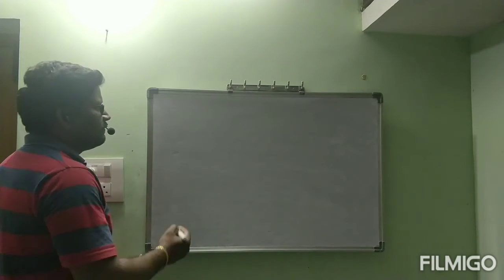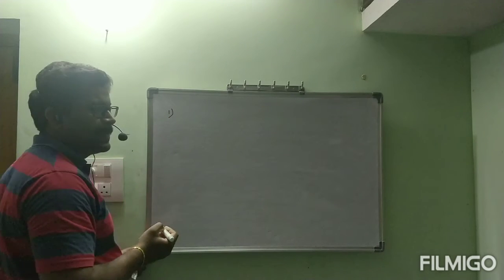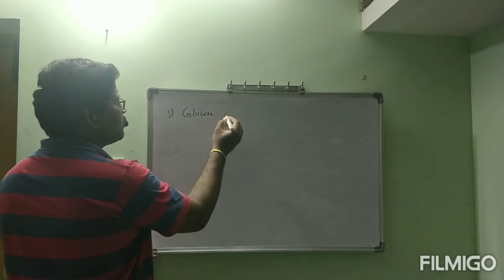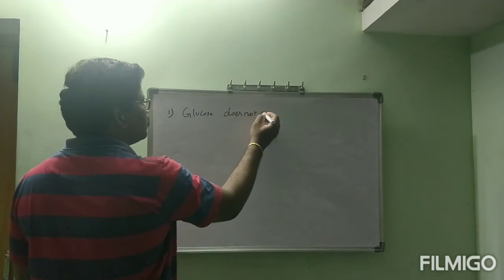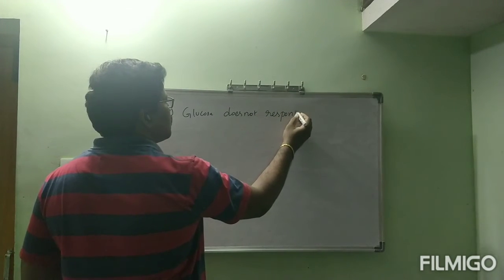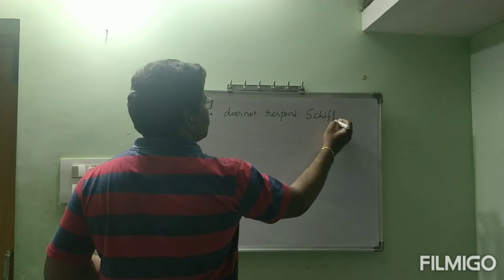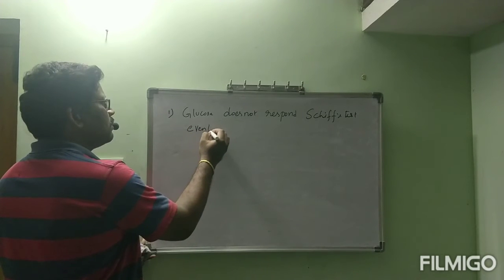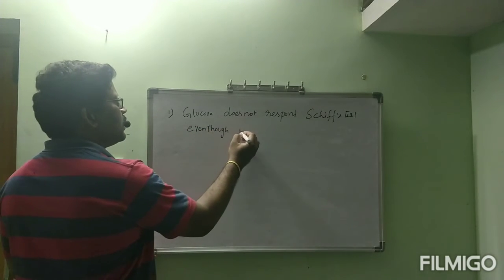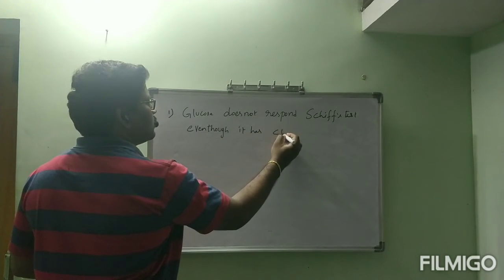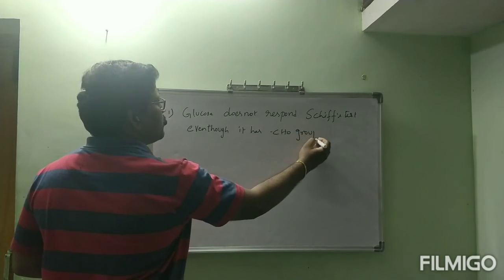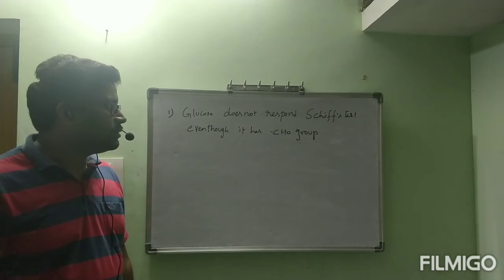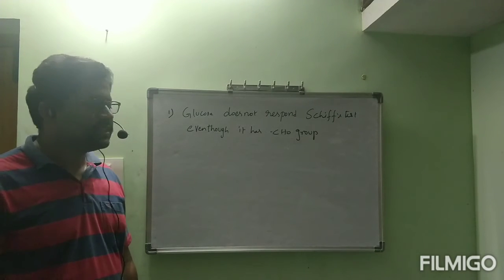Now let us see. First point: glucose does not respond to Schiff's test even though it has a CHO group.